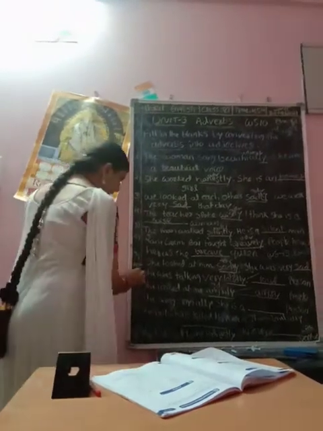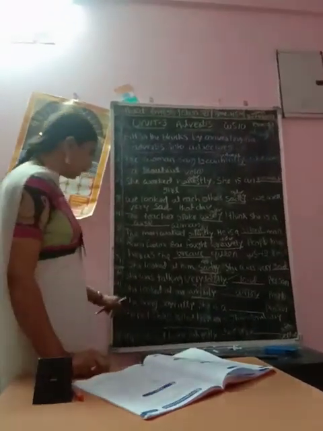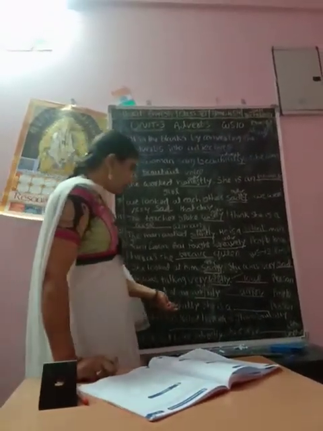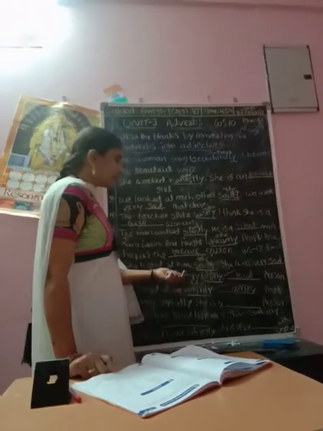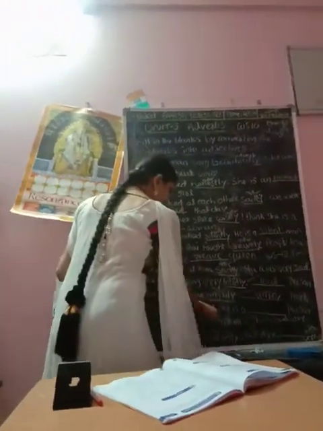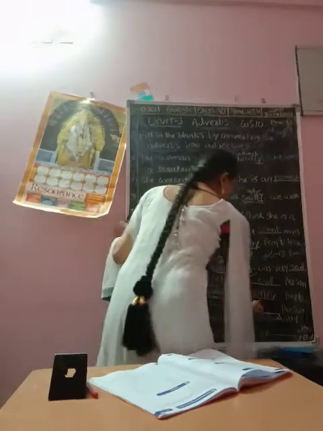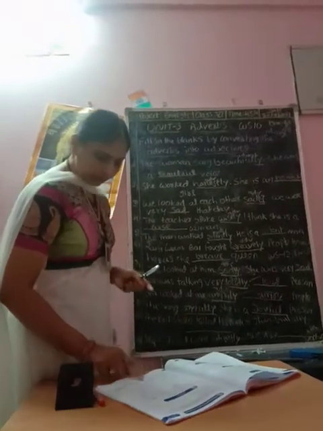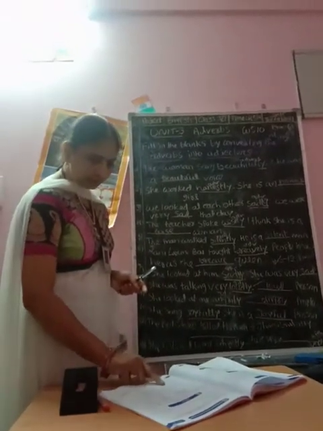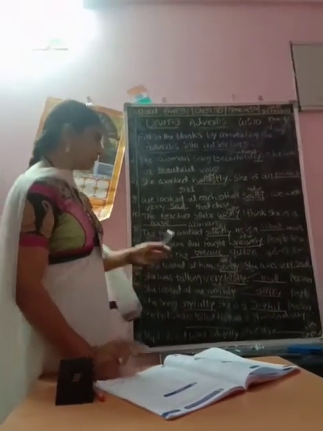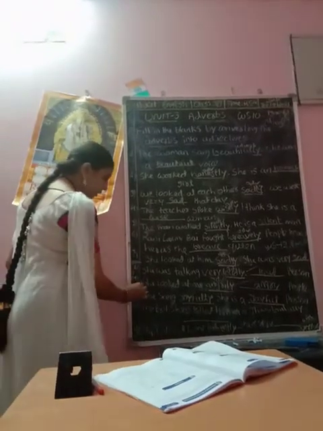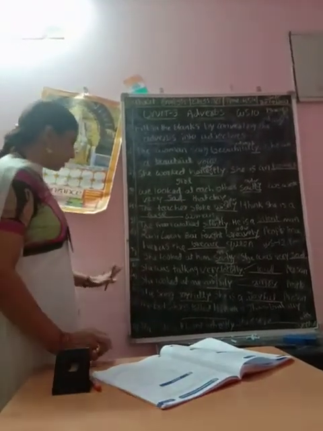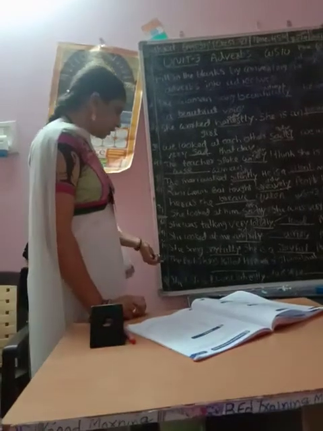Next, tenth one. She sang joyfully. She is a dash person. Joyfully, joyful. She is joyful. This sentence is okay, but your eighth and ninth are incomplete. And next, eleventh one.